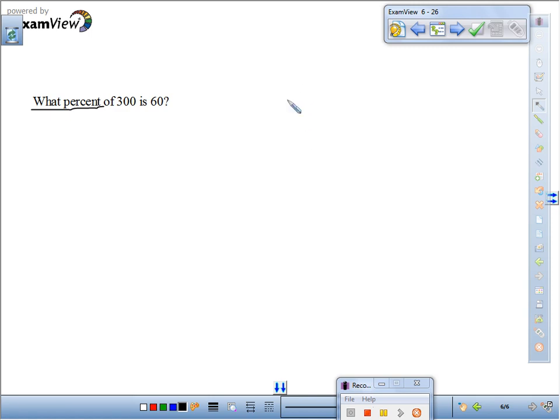proportion. Is over of equals percent over 100. All right, without reading it, tell your neighbor the proportion.